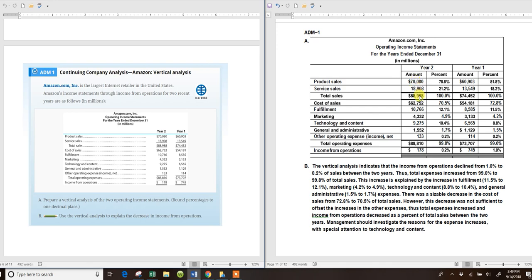So 70,080 divided by 88,988 is 78%. 18,908 divided by this line. Okay, just made it a little bit easier for myself. Every number is divided by the line I circled. So this one divided by that is 78%. 18,908 divided by that is 21%. That divided by itself is 100%. 62,752 divided by that is 70%, etc., etc. And then if I do the prior year the same way, this divided by that is 81%. This divided by that is 18%. This divided by that is 72%.